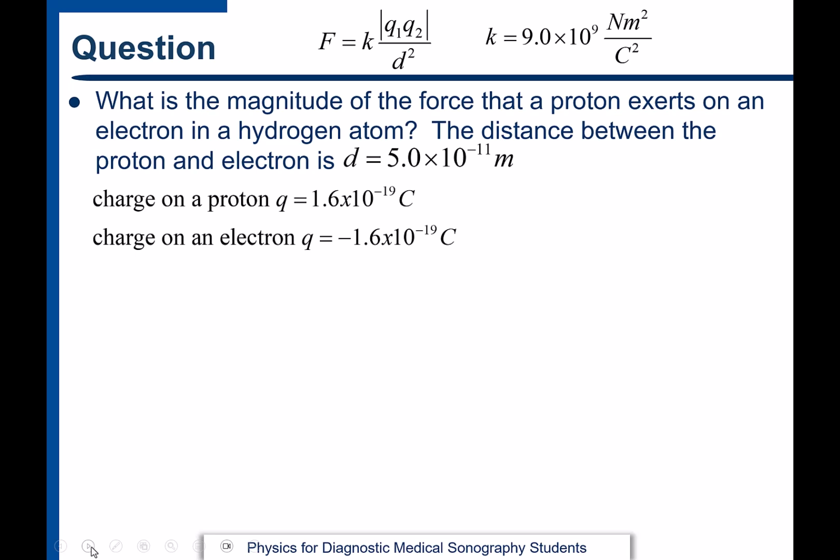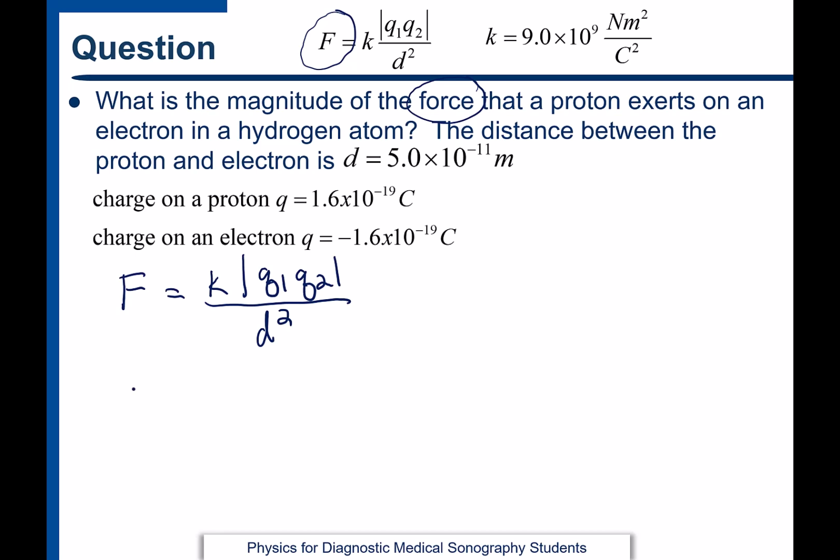So here we're trying to solve for the force, and you'll notice we're already set up to do that with Coulomb's law, that F is equal to K, the absolute value of Q1 Q2 over D squared. And again, the absolute value just means take the positive value of that multiplication. So let's just plug in the values. We've got 9.0 times 10 to the 9th for K.